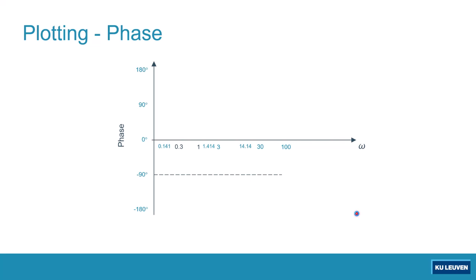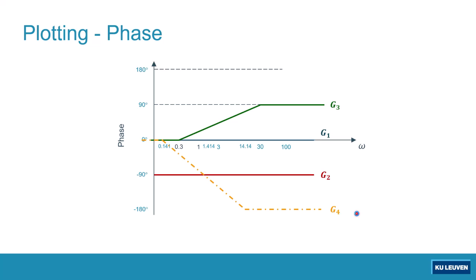What about the phase plot? It will be the same. I will plot the phase plots of all of the 4 simple systems. This will be for G1, this is from G2, this is the phase plot, the green one is the phase plot from G3, the yellow dash line is the phase plot from G4. Of course, now here I will have more regions to consider.